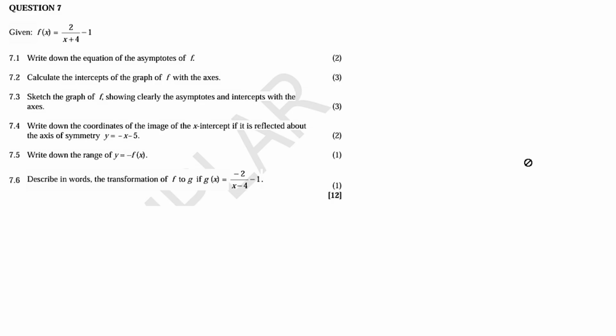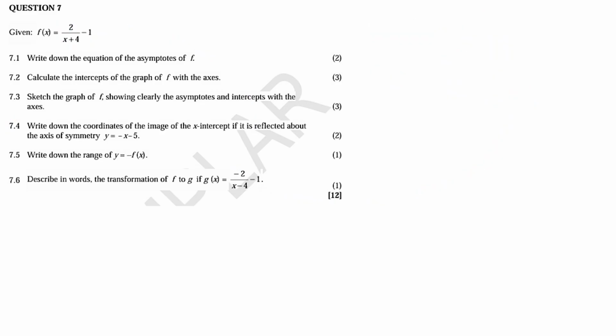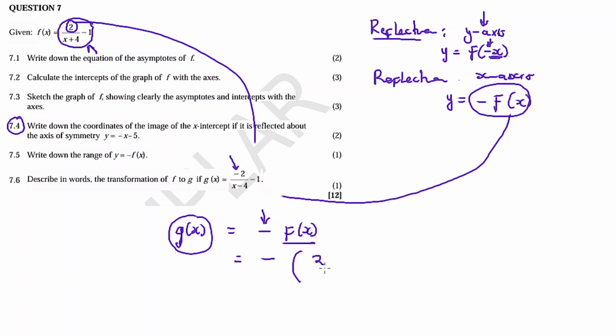What am I saying? Let's go back. Reflection about the x-axis. When you take this function f, you take f of x, you multiply by negative. You're gonna get to g of x. It should be that way. Minus, open bracket, then 32 over x plus 4 minus 1.